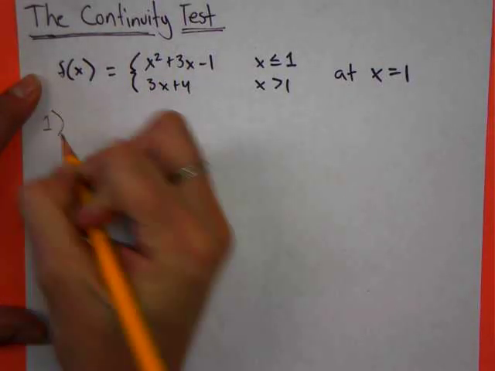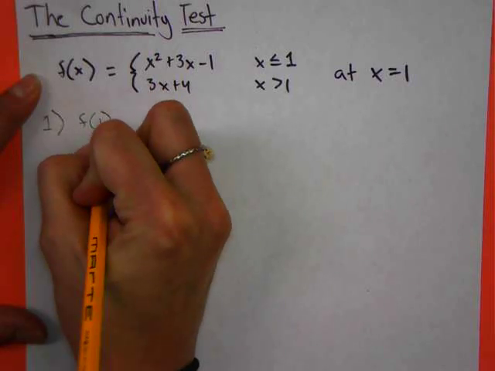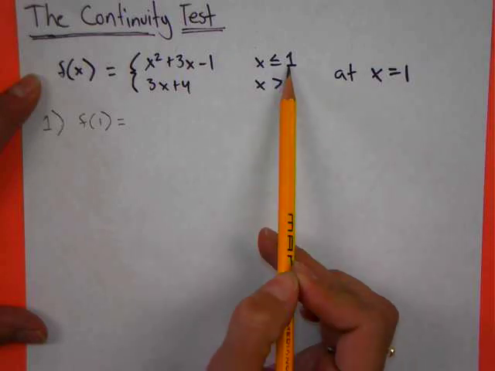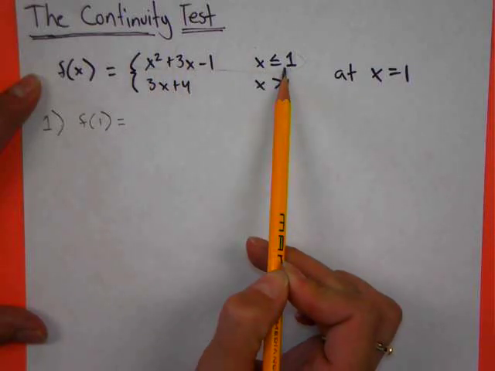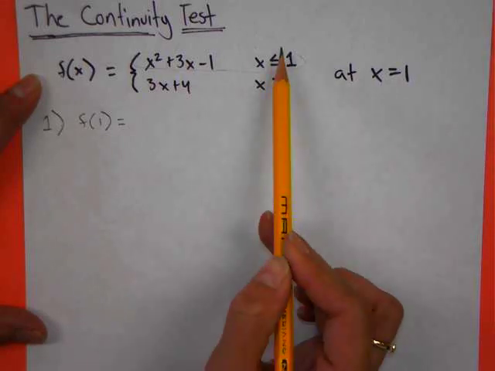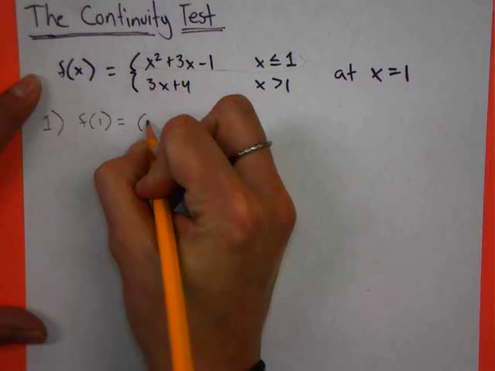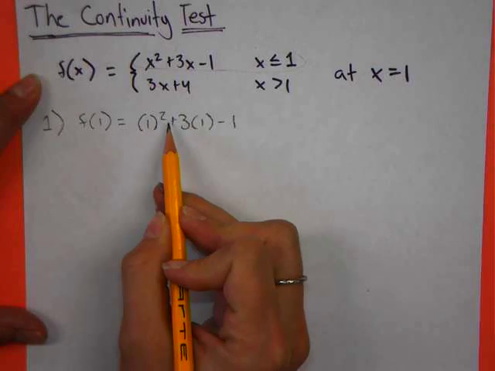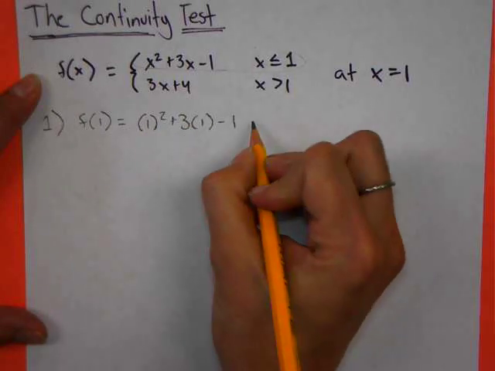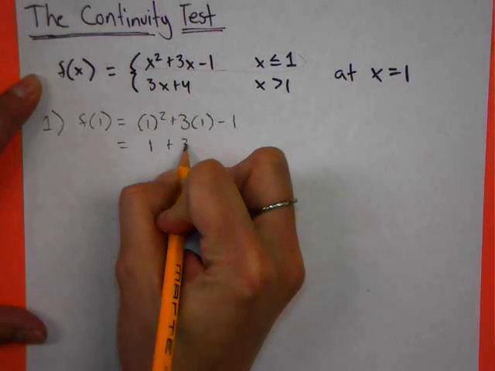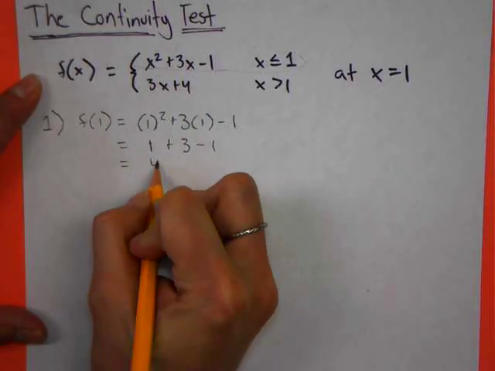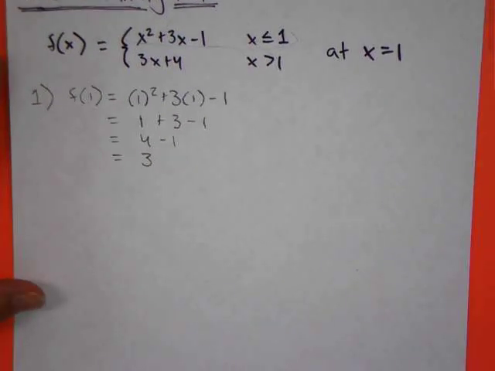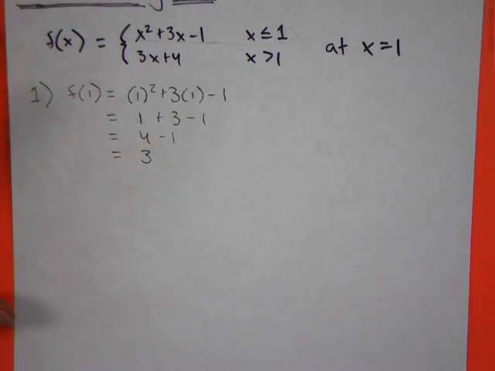So first, let's start off with finding f of 1. Since this is a piecewise function, I need to look at specifically which part of my domain I'm in, and I'd be looking at this first piece of the function where x is less than or equal to 1. 1 would be a part of that. So I'm going to plug in 1 to this first piece of my piecewise function and solve. 1 squared plus 3 times 1 minus 1 would give me 1 plus 3 minus 1. 4 minus 1 gives me 3. So that value exists. We can evaluate f of x at x equals 1.